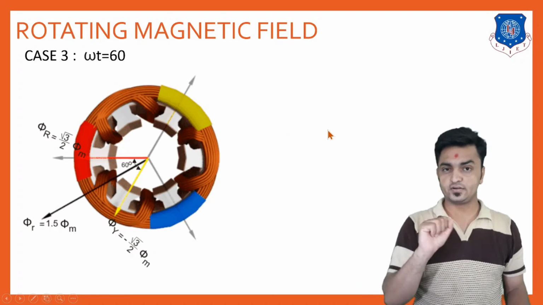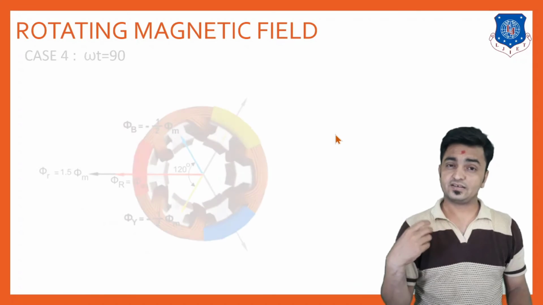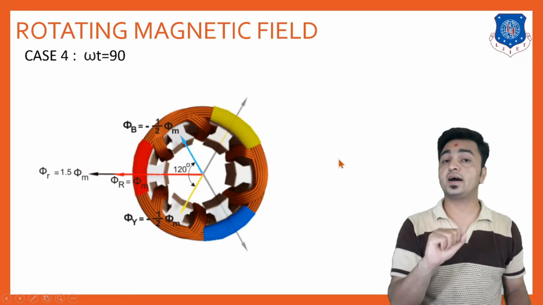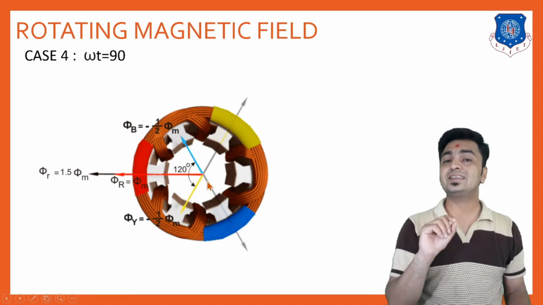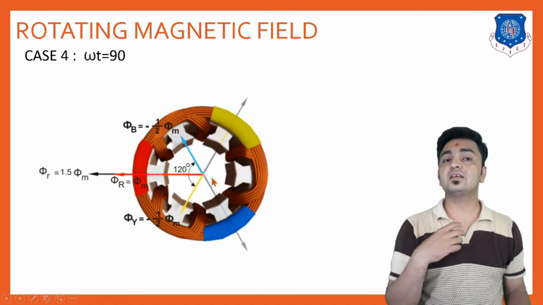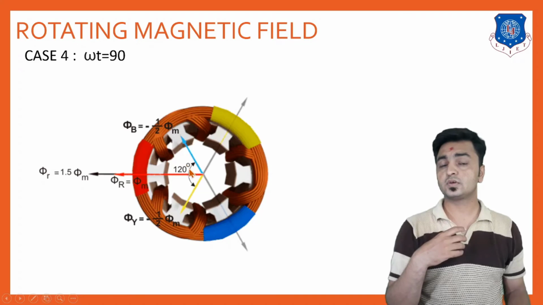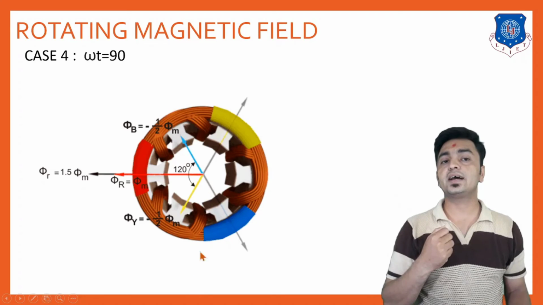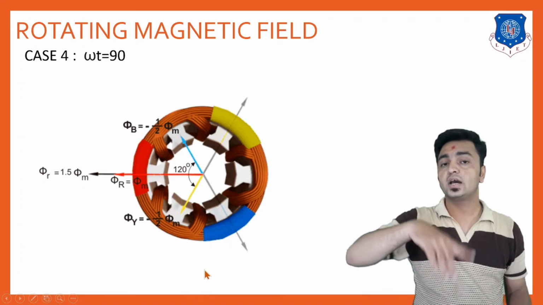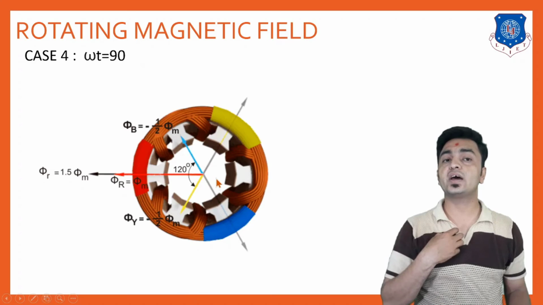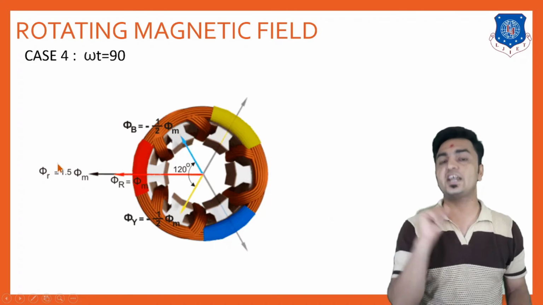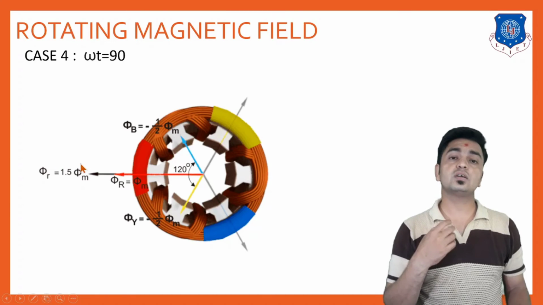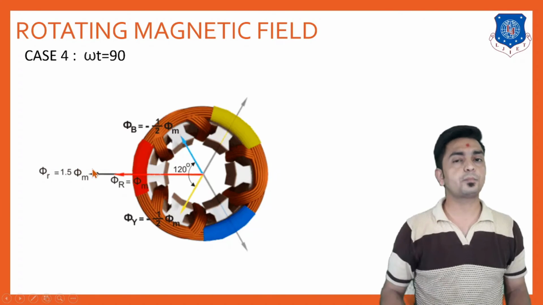and with this angle, the resultant vector is also rotating. Now consider a fourth angle, omega t equal to 90. Again, in the same way, you find the resultant. In this case, we get the resultant at this angle. When we considered our first case, it was over here at this negative axis, and when we consider omega t equal to 90, we get this resultant vector in this direction. Again, it has the same magnitude.